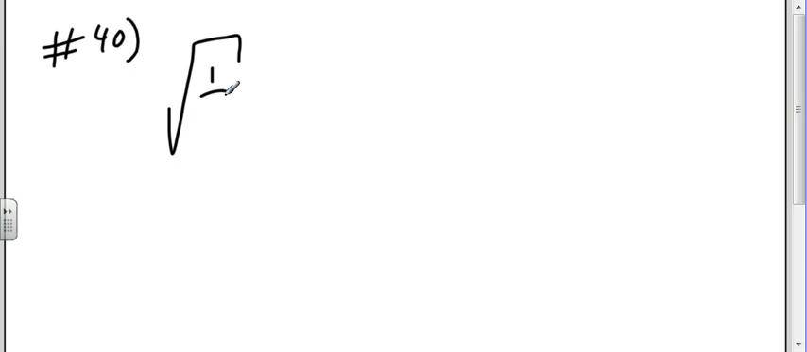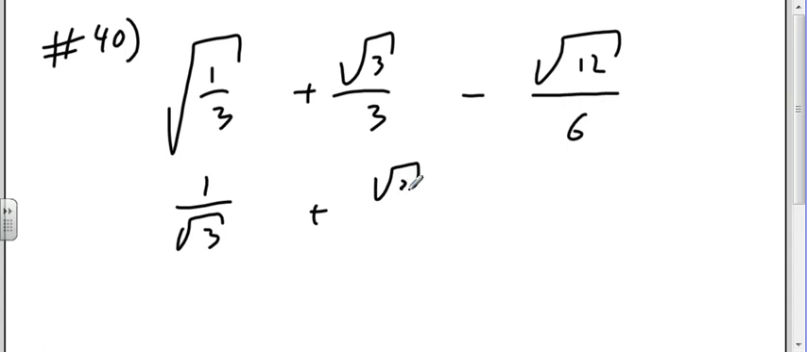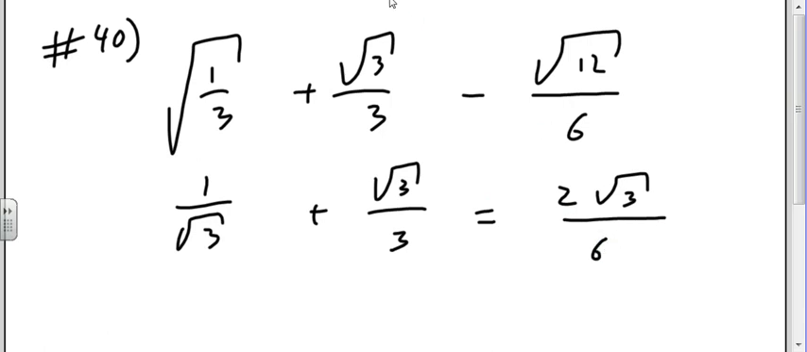Number 40: square root of 1 over 3 plus square root of 3 over 3 minus the square root of 12 over 6. All right, so I've got 1 over the square root of 3, I've got square root of 3 over 3, and I've got 2 square root of 3 over 6. And that's not an equal sign, that's a minus sign.